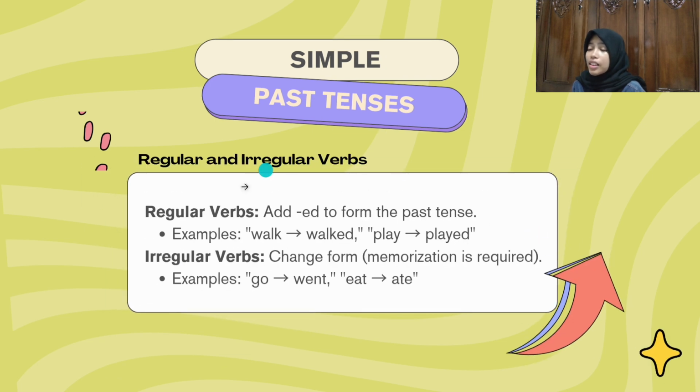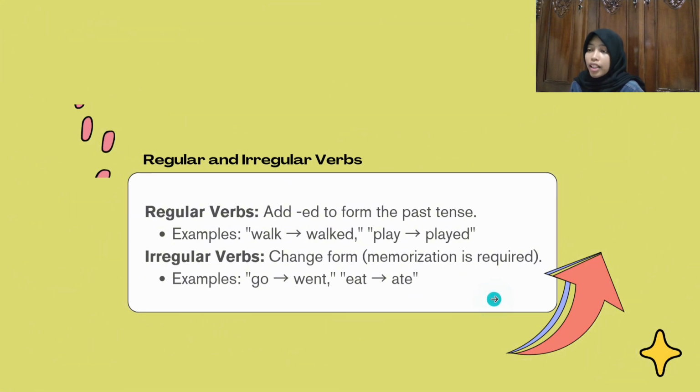In simple past tense, we have regular and irregular verbs too. For regular verbs, we can add ed to form the past tense. Examples: walk changes to walked, and play changes to played. And then irregular verbs, we change the form, and memorization is required. Examples: go changes to went and eat changes to ate. Okay, next.